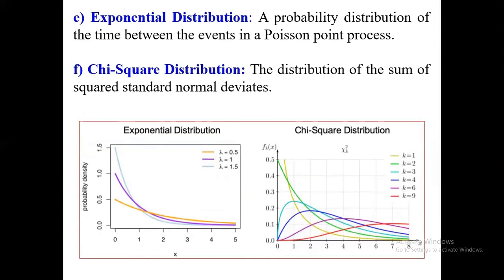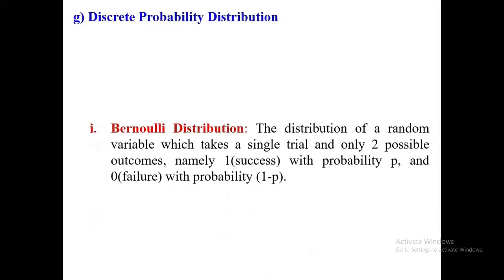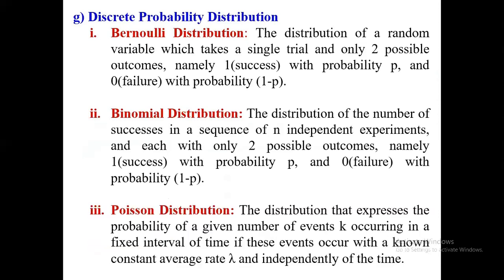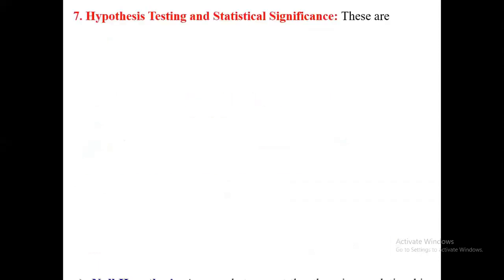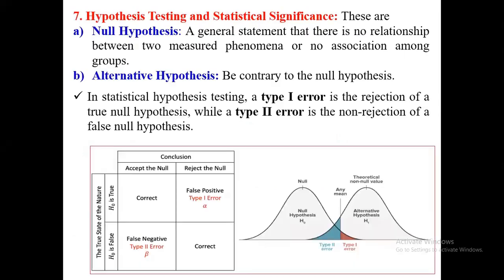Why we are using chi-square distribution? The distribution of the sum of squared standard normal deviates. For that purpose, we are using chi-square distribution, discrete probability distribution, Bernoulli distribution, binomial distribution, Poisson distribution, in order to increase the prediction levels of the application. These are the formulas. And why we are doing testing? In order to eliminate the bugs in the runtime duration.